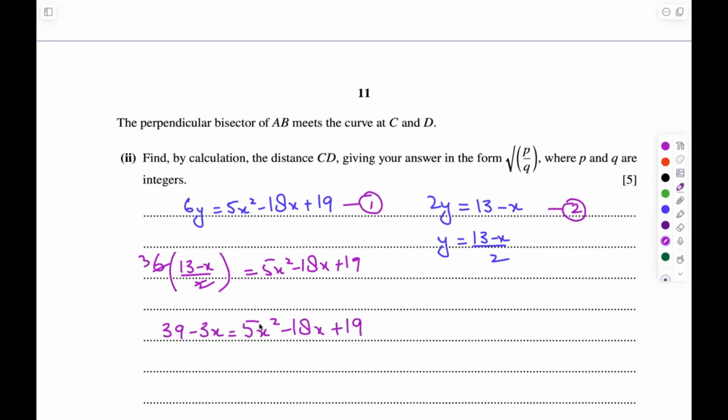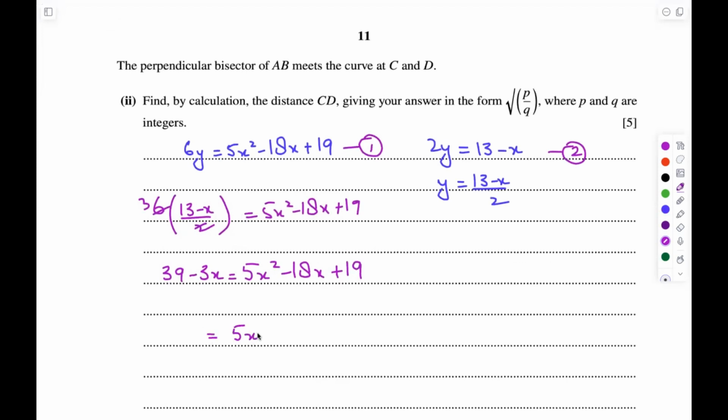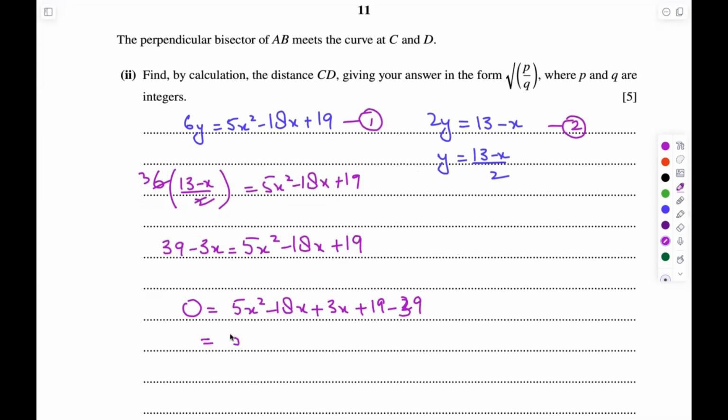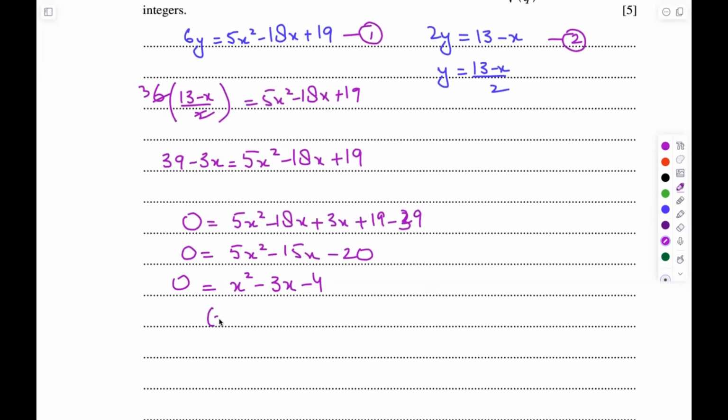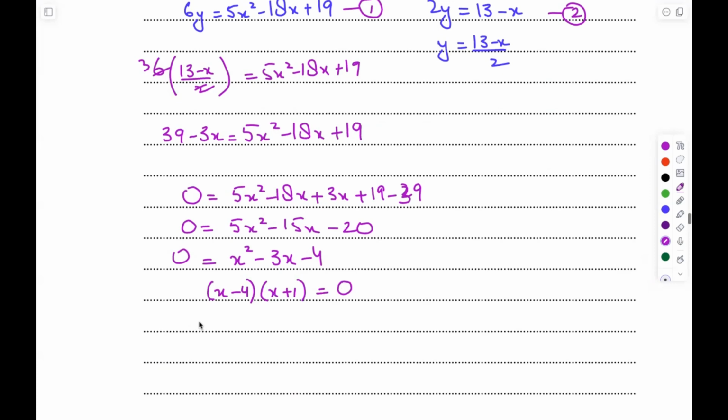Now taking the 39 and the 3x on the other side, we will get 5x squared minus 18x plus 3x plus 19 minus 39 equals to 0. Simplifying this, we'll get 5x squared minus 15x, and 19 minus 39 will be minus 20 equals to 0. Dividing the whole expression by 5, we will simplify it and write it as x squared minus 3x minus 4 equals to 0. Factorizing this, we'll get x minus 4 and x plus 1 equals to 0. So the two values of x will be x equals to 4 and x equals to minus 1.